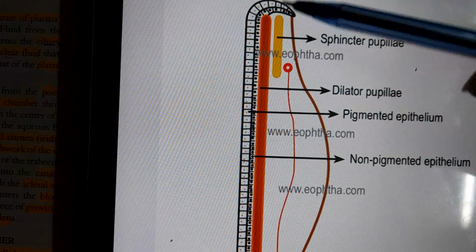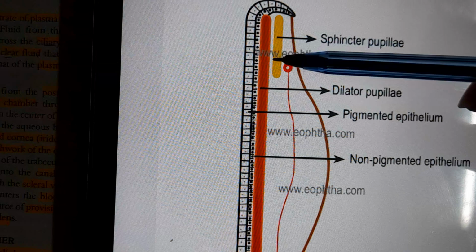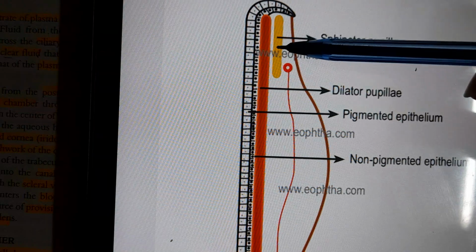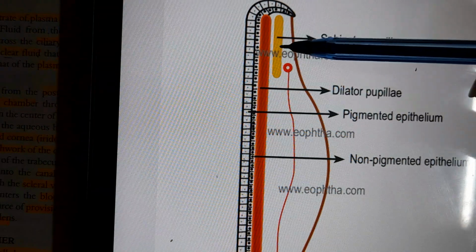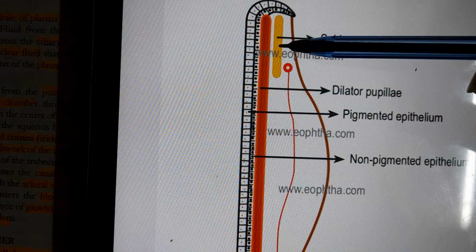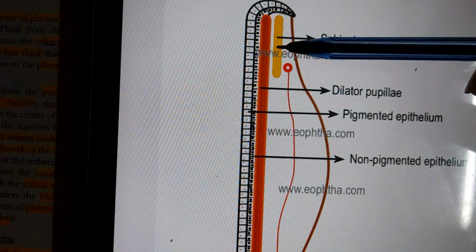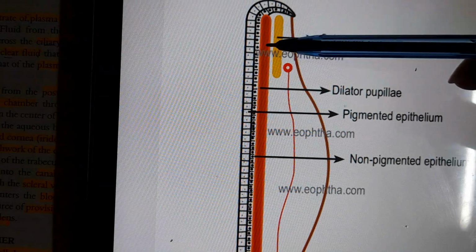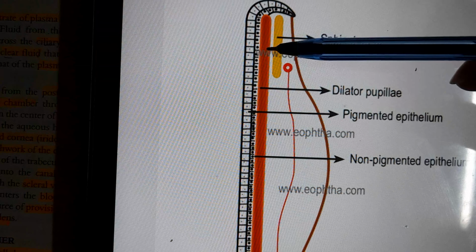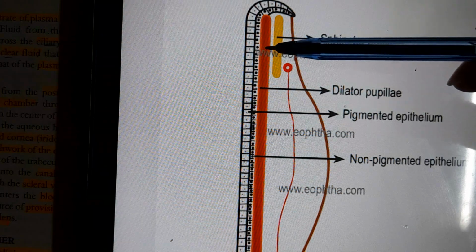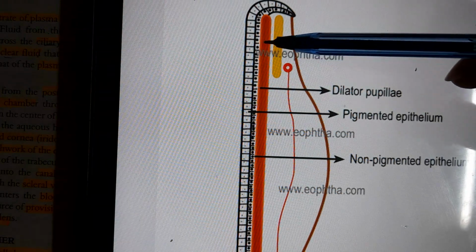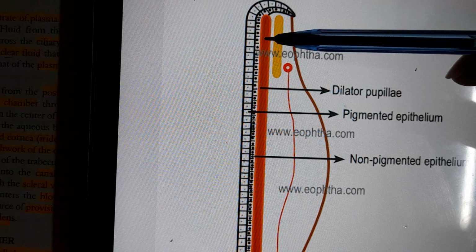Now we are going to talk about the nerve supply. The sphincter pupillae muscle is supplied by parasympathetic nerve fibers, which come from the ciliary ganglion through the short ciliary nerves, whereas the dilator pupillae is supplied by the sympathetic postganglionic nerve supply, and it is mainly coming through long ciliary nerves.